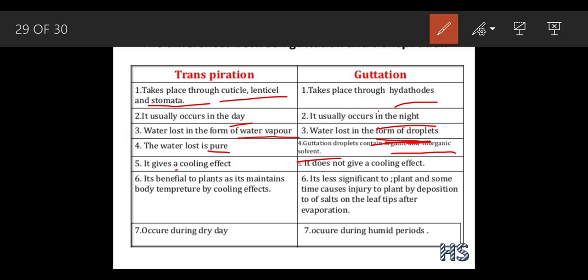Transpiration gives a cooling effect, but guttation does not give a cooling effect. Transpiration helps to regulate the body temperature of the plants. Guttation is of less significance. Transpiration occurs during dry days and guttation occurs during humid periods because of the temperature reasons.